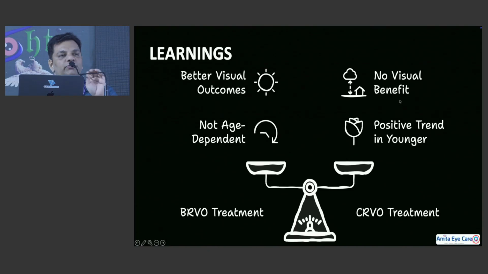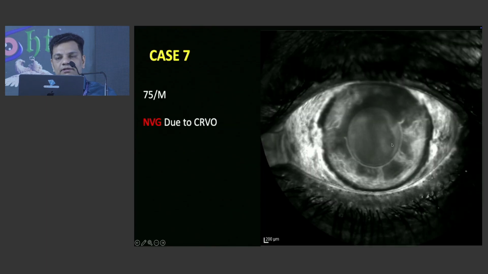But there is no visual benefit in CRVOs when you do a macular laser. So in CRVO, there is no role of macular laser as the edema doesn't resolve with the macular laser. However, recent studies show that if you do it in a young patient, then it's of some benefit, but not significant. So the final case 7, 75-year-old male, neovascular glaucoma due to a CRVO.